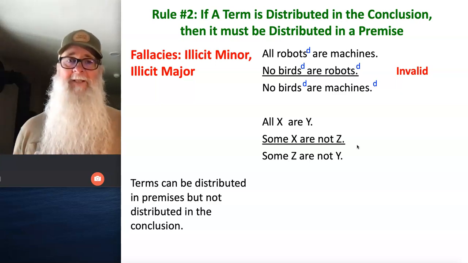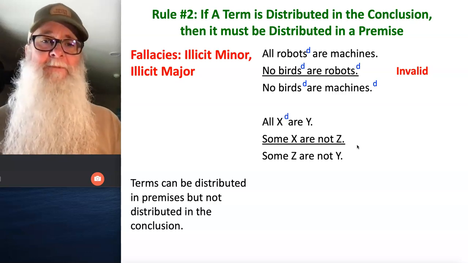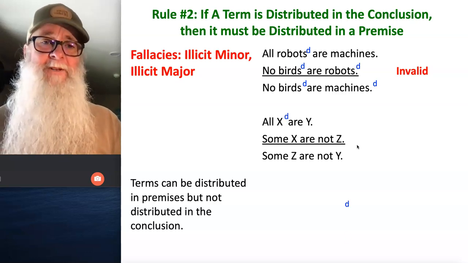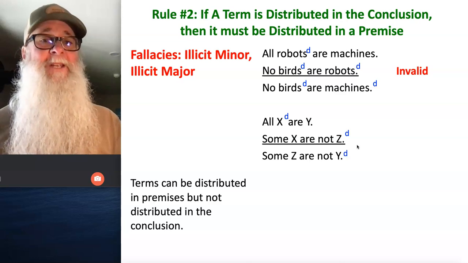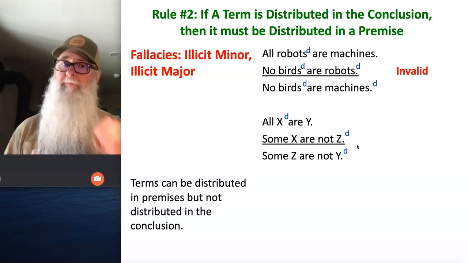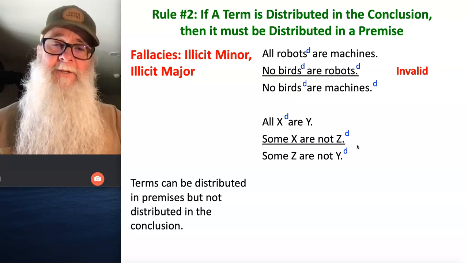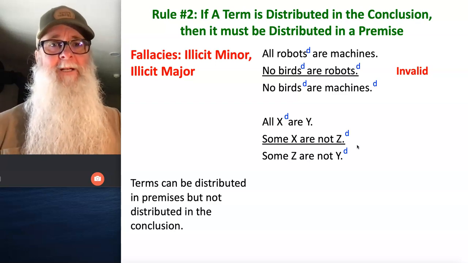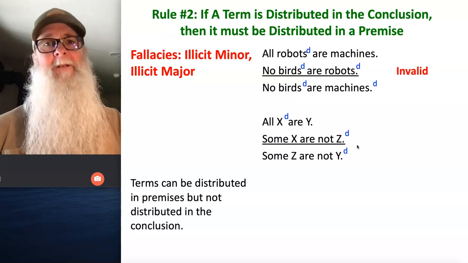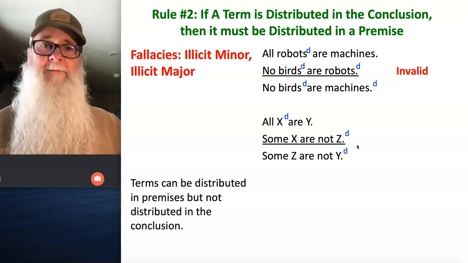Okay. All X are Y, some X are not Z, some Z are not Y. Okay, first premise is an A statement. Those distribute their subject terms. Second premise is an O statement. Those distribute the predicate terms. And the conclusion is also an O statement. My middle term has to be distributed in order to comply with rule number 1. X is our middle term, and it's distributed in the first premise, so we can check that off.